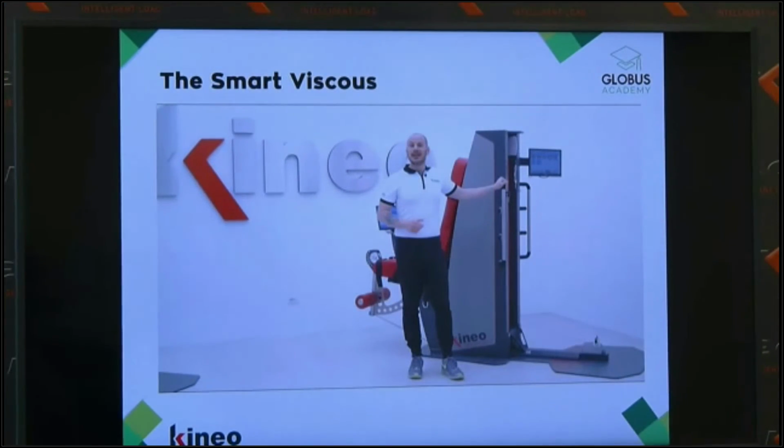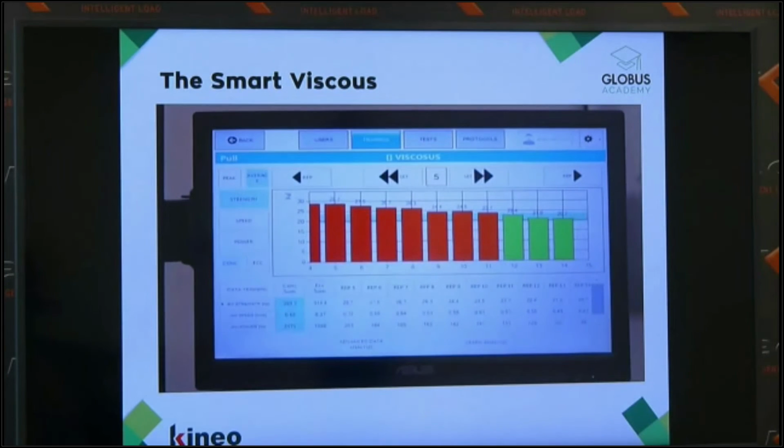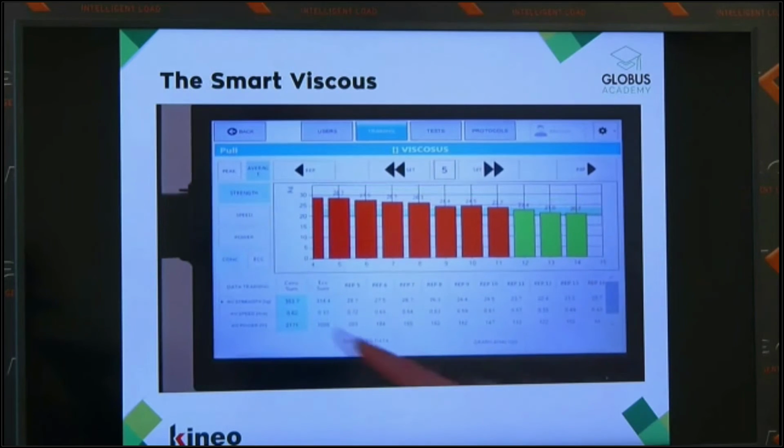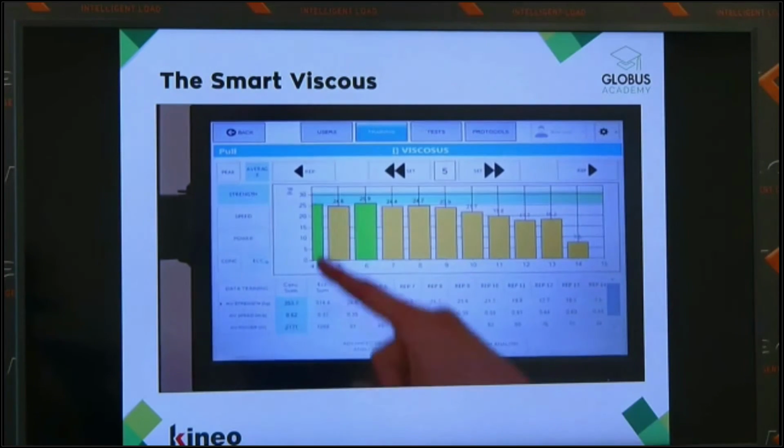In the data analysis, we can see that kineo has perceived the effort as repetitions increased, and adapted the repetition load in both the concentric and the eccentric phase until the end.